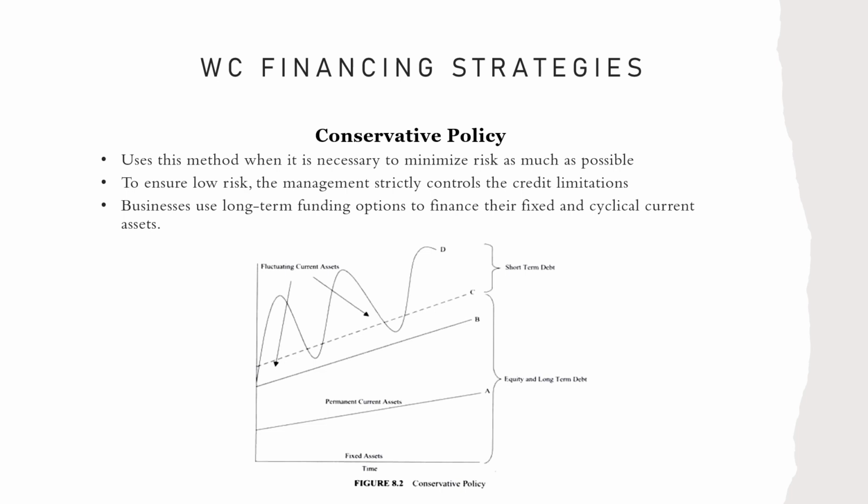Working capital financing strategies. There are three types. There is conservative policy. Conservative policy uses this method when it is necessary to minimize risk as much as possible. To ensure low risk, the management strictly controls the credit limitation. Businesses use long-term funding options to finance their fixed and cyclical current assets.